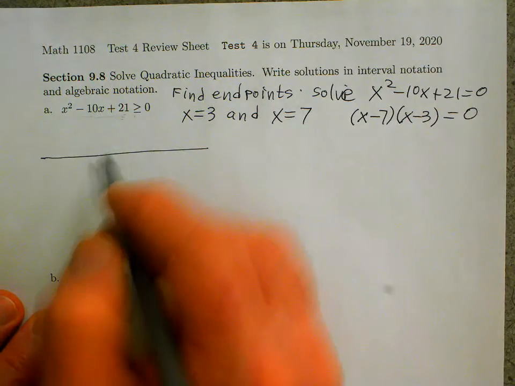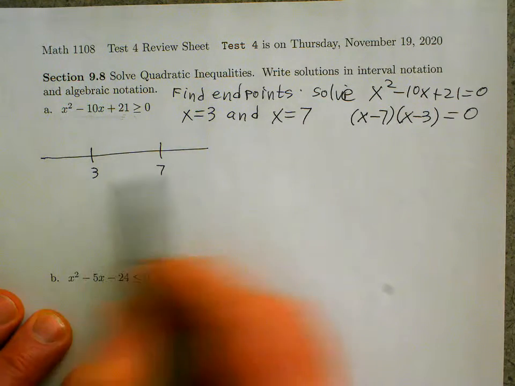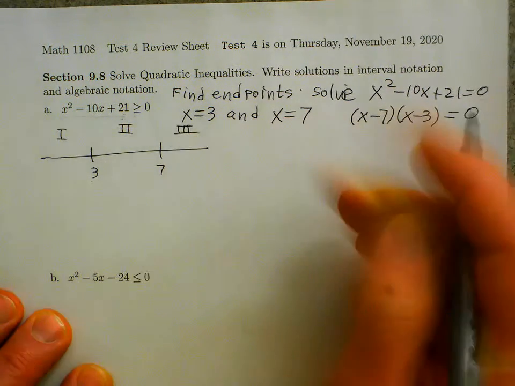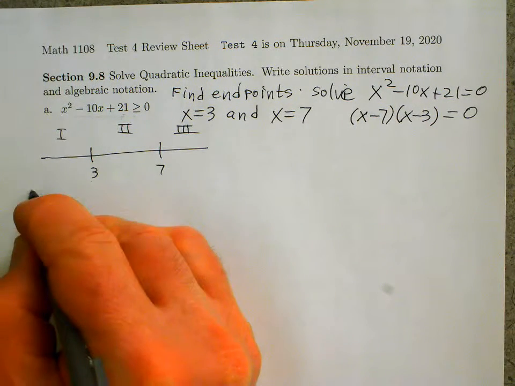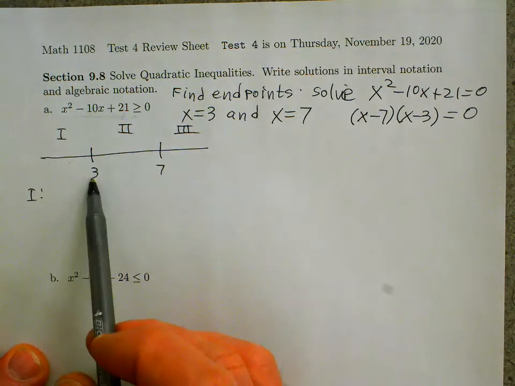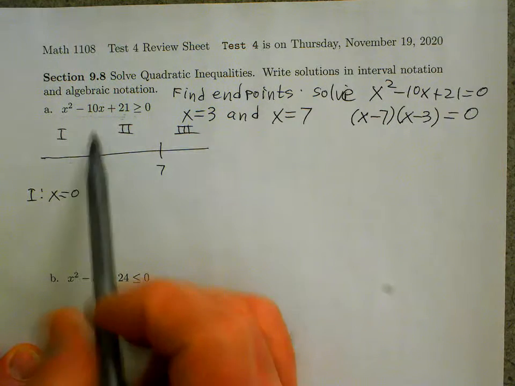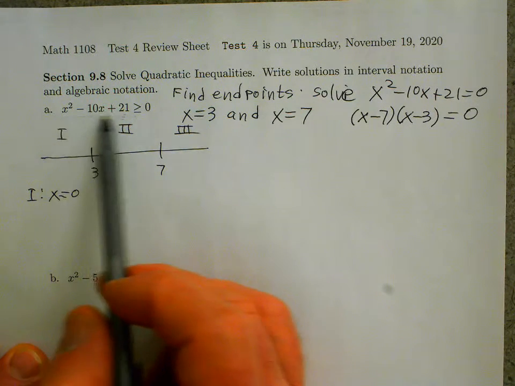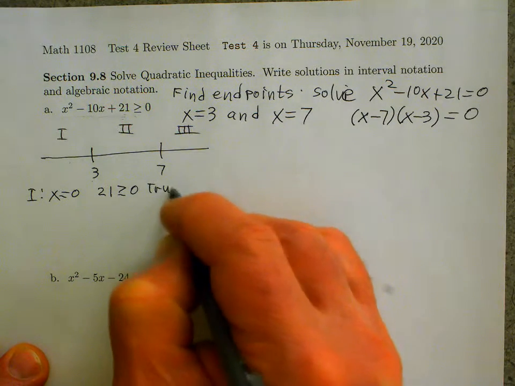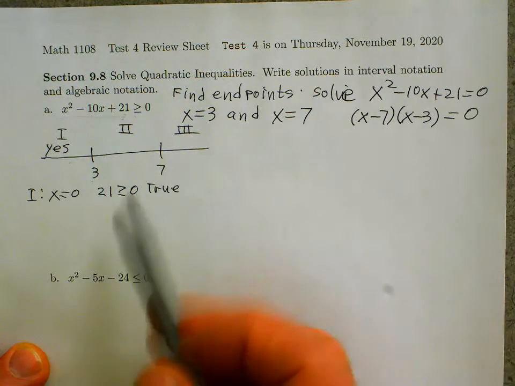Okay, so what we usually do is we plot the endpoints. These 2 endpoints divide the number line into 3 separate intervals. And then we pick a test point from each interval. In the interval on the left, pick any number that's less than 3. So I'll pick x to be 0. And then in the inequality, replace every x with 0. We get 21 greater than or equal to 0. That's true. So all of the numbers from negative infinity to 3 are solutions.